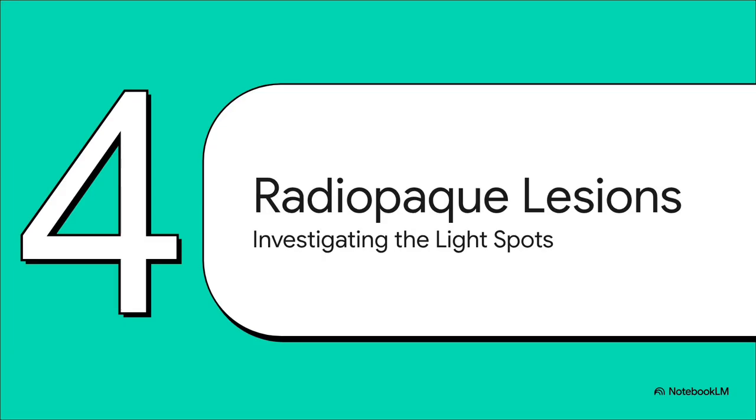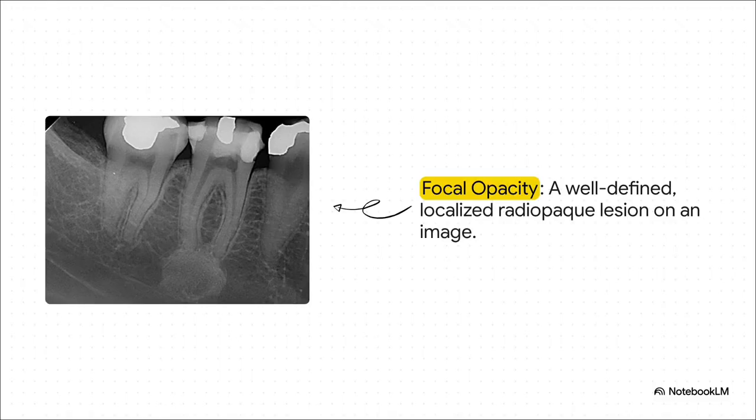Now it's time to flip the script and turn our attention to the radiopaque, the light spots. And just like their dark counterparts, these have their own unique set of descriptions that help tell the story. First up, the most straightforward one, a focal opacity. It's exactly what it sounds like. It's a single, focused, well-defined spot of white stuff. Simple as that. Bam. Done.